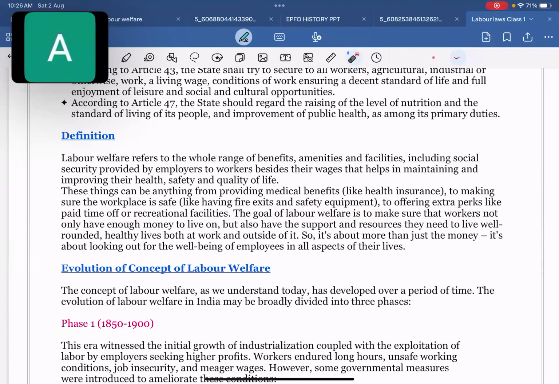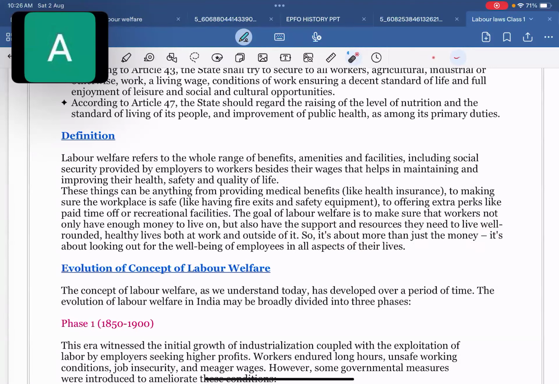The goal of labor welfare is to make sure that workers not only have enough money to live on, but also have the support and resources they need to live well-rounded, healthy lives, both at work and outside of it. So it is about more than just the money. It's about looking out for the well-being of employees in all aspects of their life.